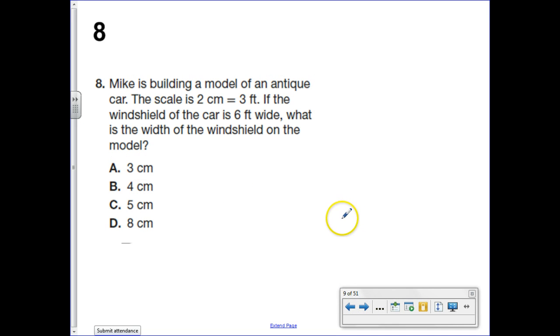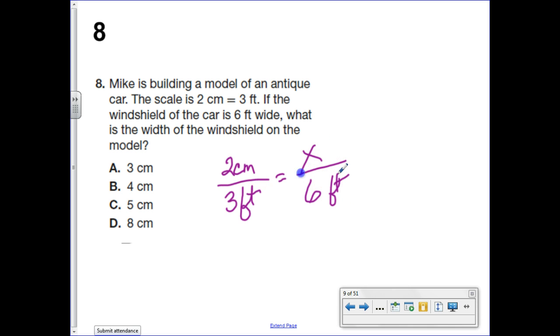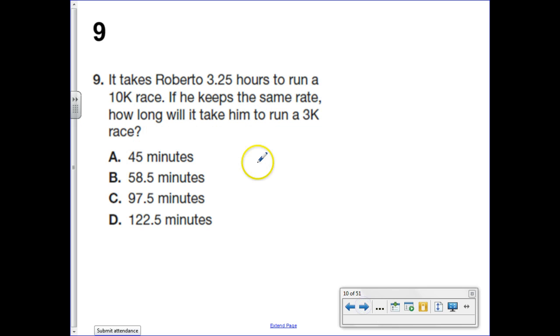Number 8. Here's your scale. That tells you right away you can set up a proportion. 2 centimeters represents 3 feet. So if the real car windshield is 6 feet, you simply have to find this. You can either cross multiply or notice them to be directly proportional. You just double both of those and you should get B for number 8.